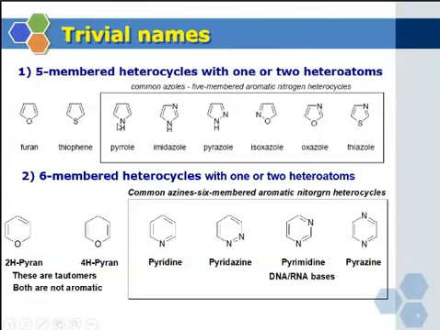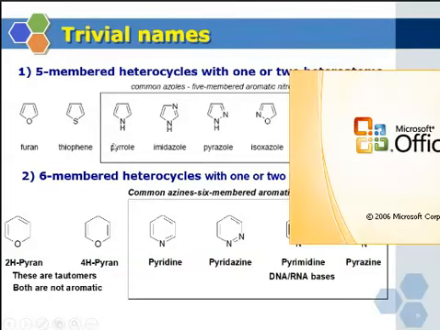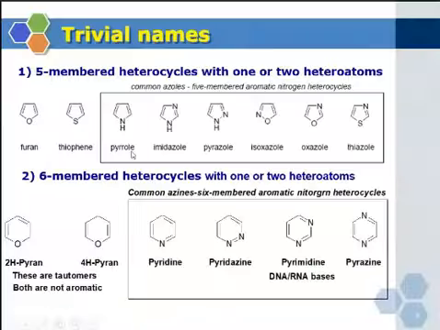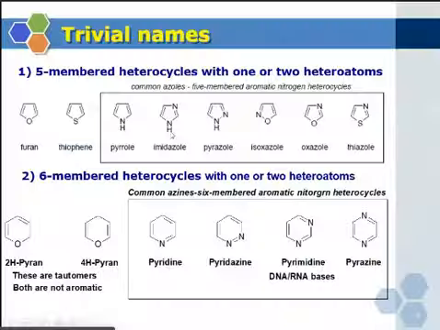Now, when the 5-membered heterocyclic ring bears only 1 nitrogen atom as a member of this heterocyclic ring, then the structure is called pyrrole. Furan, thiophene, pyrrole. Likewise, a 5-membered ring with 2 nitrogen atoms as heteroatoms in the 5-membered heterocyclic ring is called imidazole.